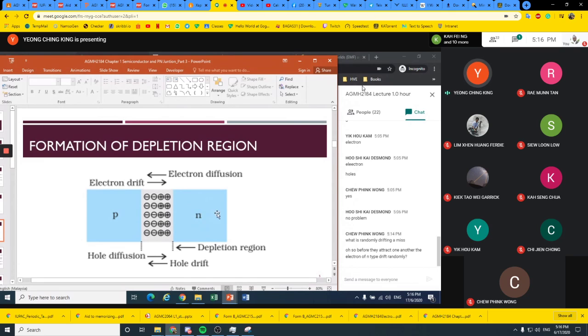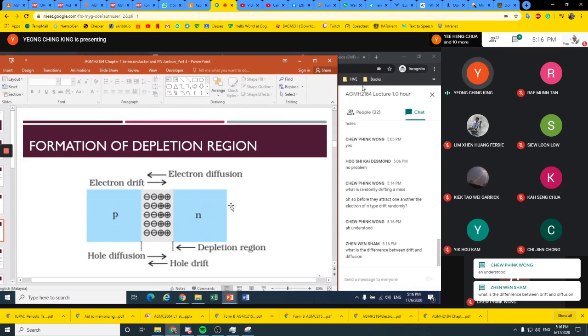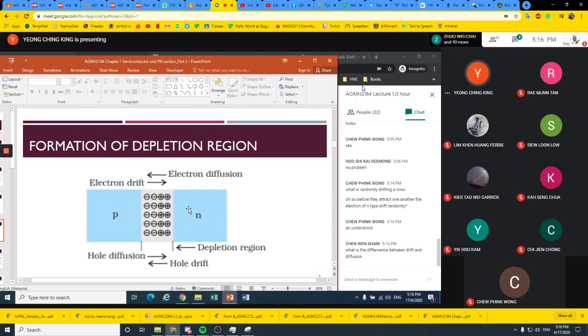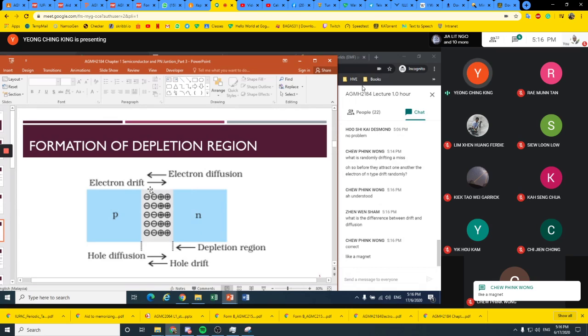Initially, all these electrons are randomly moving in the N region, same as the holes in the P region. When P and N are put near to each other, because N has more electrons and P has more holes, they will attract each other, correct or not? Therefore they will start to diffuse, and you will get a depletion region like this.